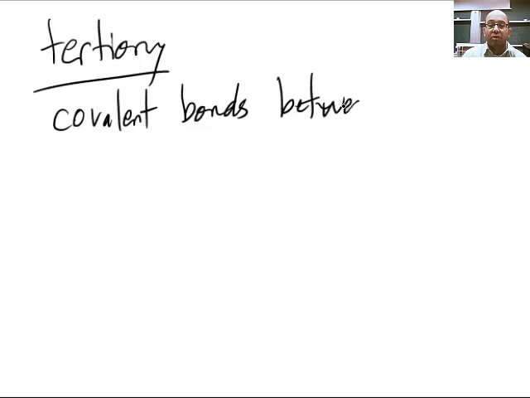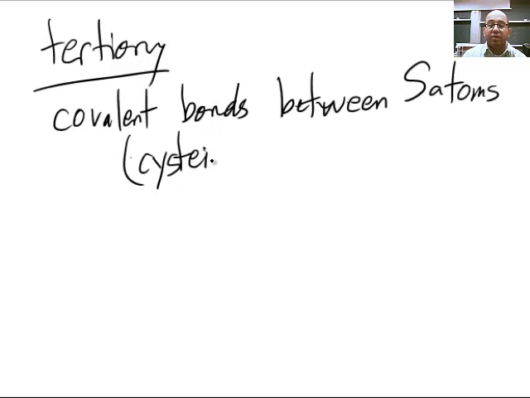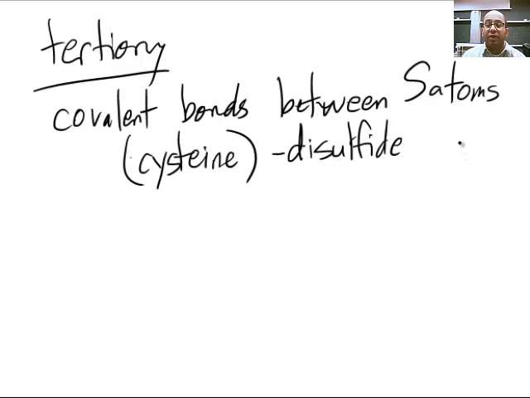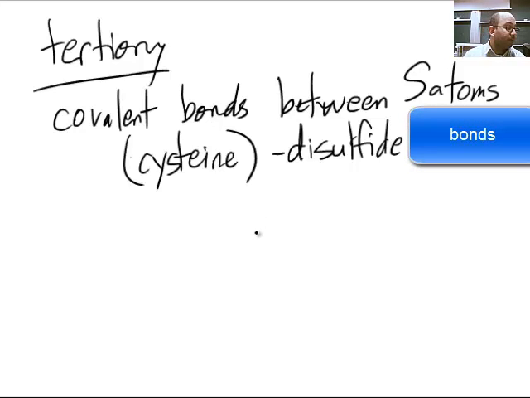So we have covalent bonds between sulfur atoms, which are in the cysteine amino acid, and they are called disulfide bonds. It's just the name for the covalent bonds that form between cysteine amino acids, or S atoms. And these are pretty strong, as you know from chemistry class.